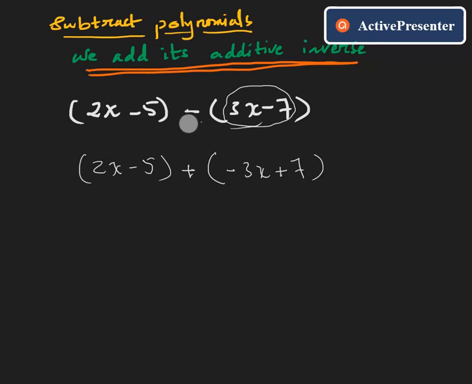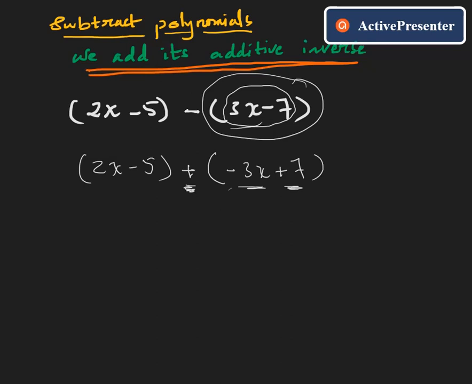So again, in subtraction, we add its additive inverse. The additive inverse of this polynomial is minus 3x plus 7. So we add it instead of subtraction.